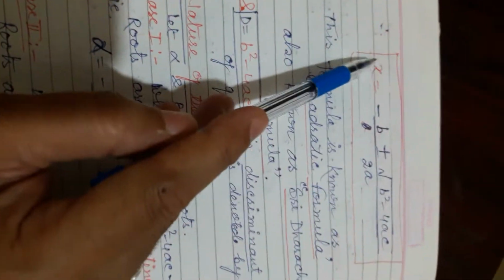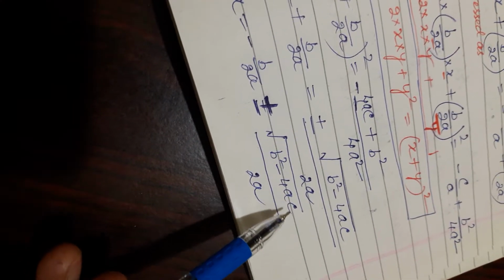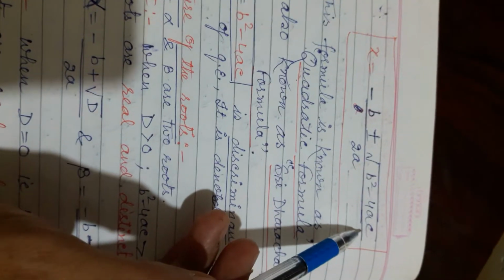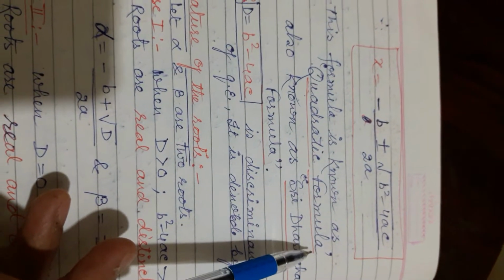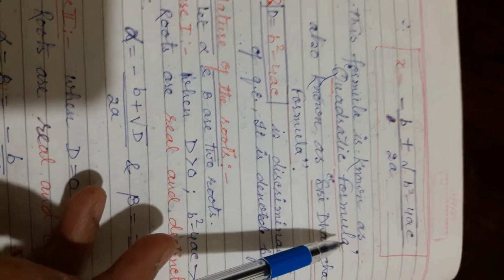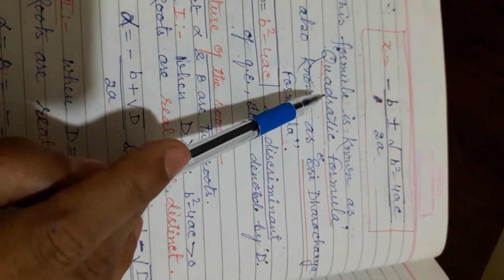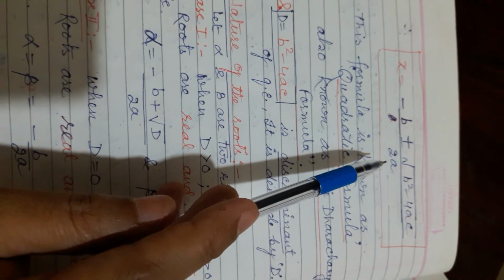In the next step, by taking the LCM, see here, minus b upon 2a and minus b square minus 4ac upon 2a. When we take 2a as LCM, it will be minus b plus minus root over b square minus 4ac upon 2a. This is the required quadratic formula. In the coming exercise, in the next exercise, we have to apply this quadratic formula to find the value of x of the given quadratic equation.